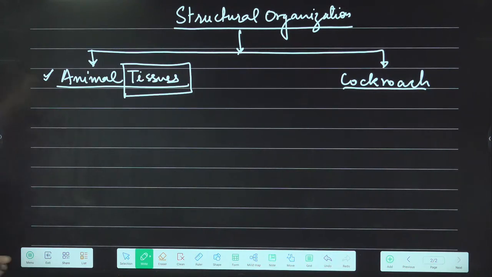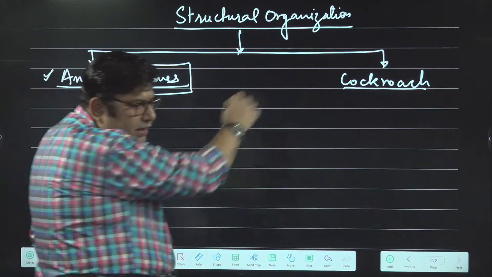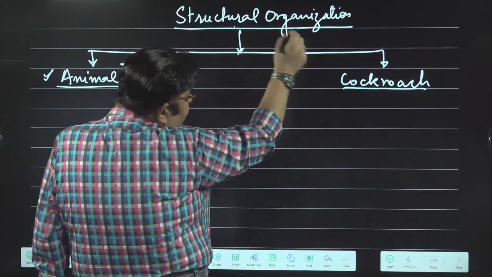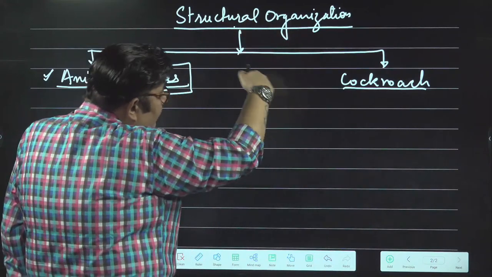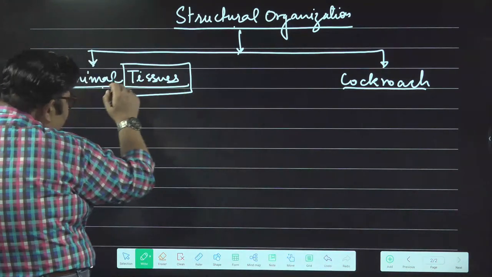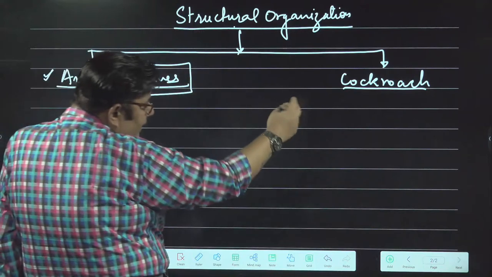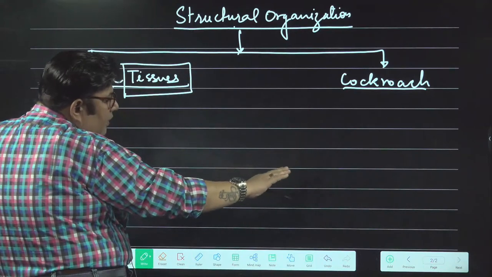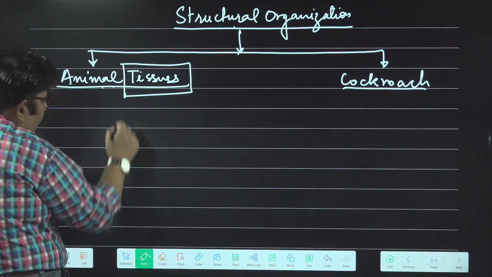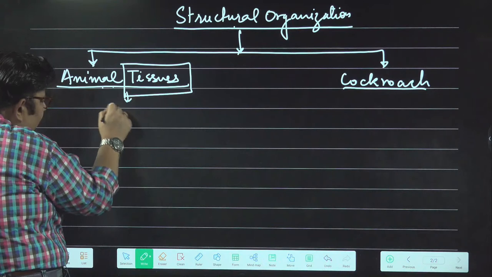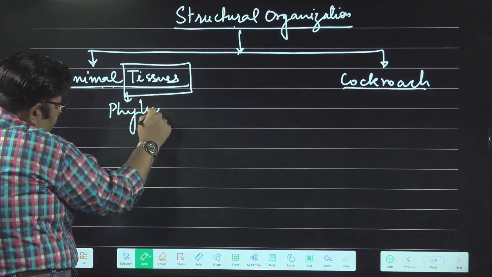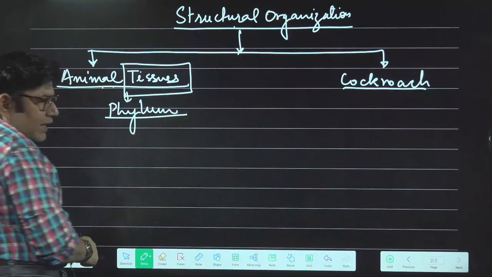My question was to you. So just once again, I can quickly summarize what I'm doing. Structural organization in animals, this second chapter, we will be doing in zoology. This chapter is divided into two parts, animal tissues and other animals like cockroach, earthworm and frog. We'll be focusing on cockroach only, and here animal tissues. My question is to you, in which phylum for the very first time can we see animal tissues?